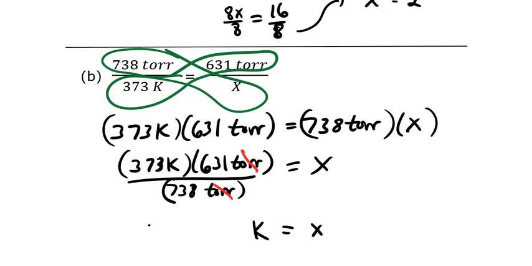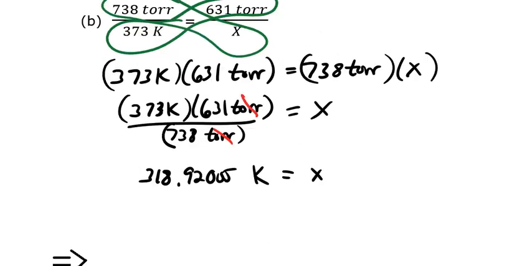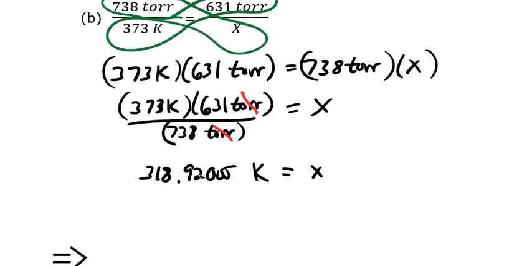You get 318.92005, maybe other digits depending on your calculator, and that will simplify to 3 digits because we have 3 here, 3 here, 3 here, everything's 3, so your answer should have 3, and we would have to round up that 9, so it would be 319 Kelvin equals x.